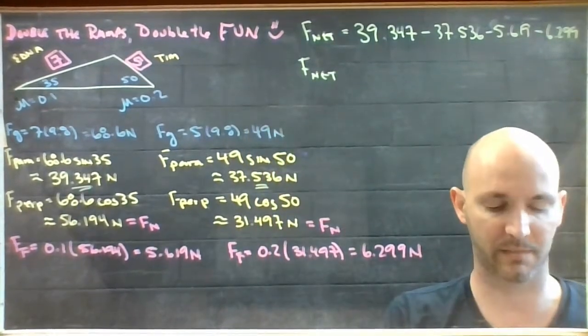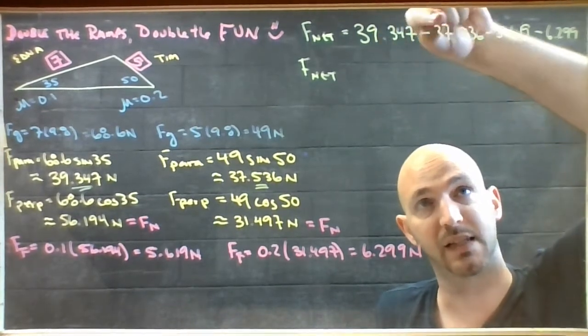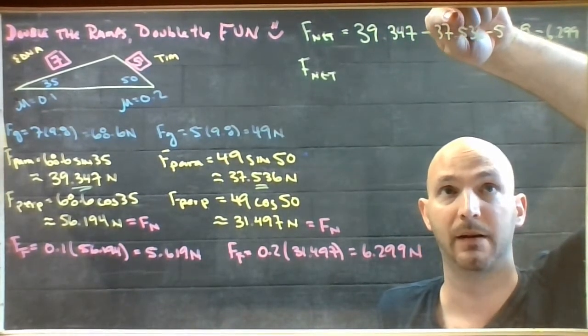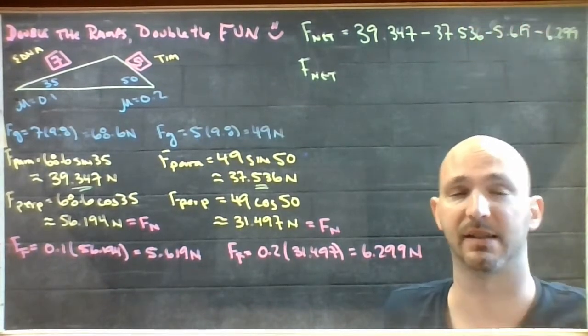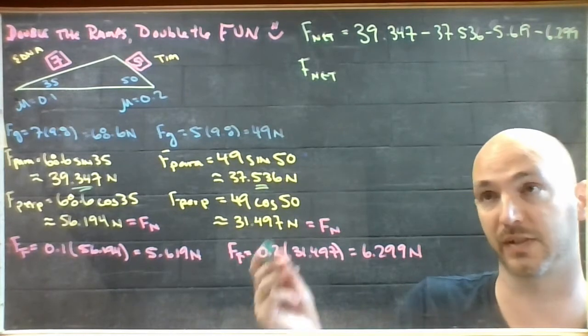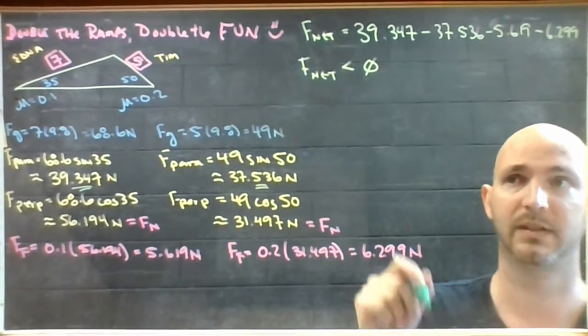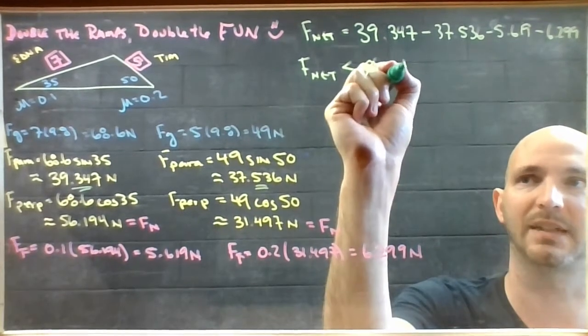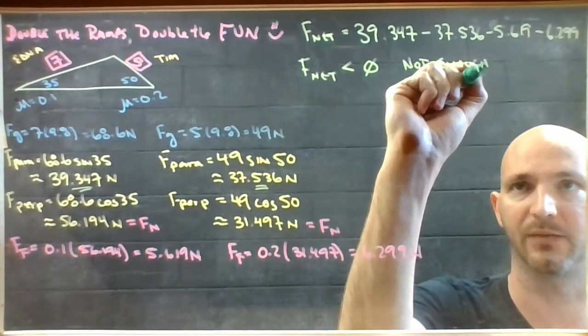Now, I'm not going to bother putting this in the calculator, because if you just look at it, this minus this is about 2. 2 minus 5 is negative 3, and negative 3 minus 6 is negative 9. I have dropped into the negatives, so this is less than 0, which means there was not enough slide from Edna.